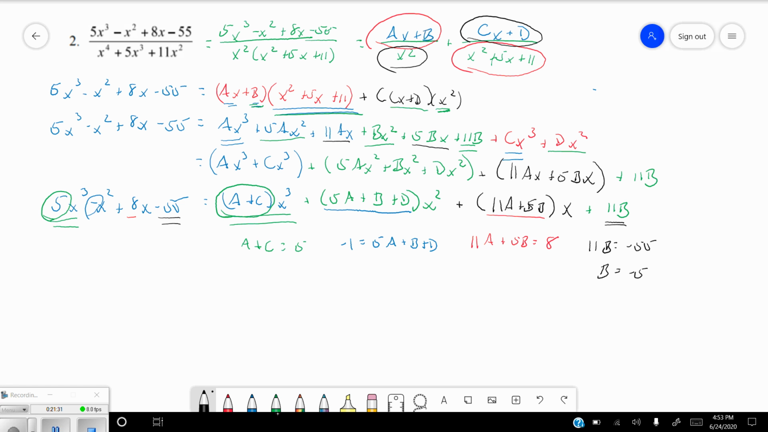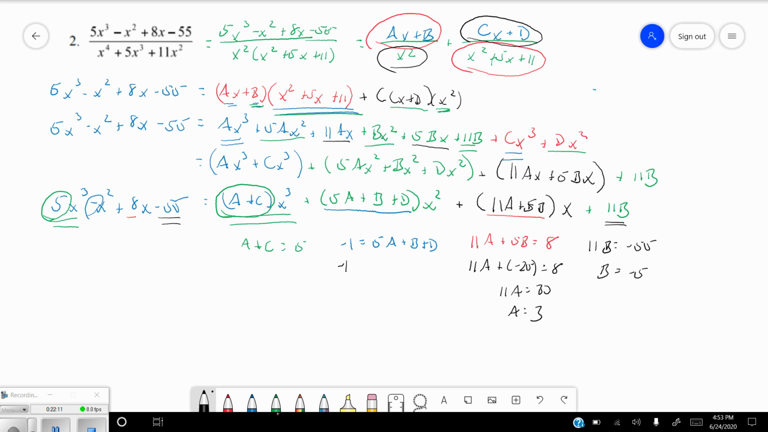That means I can back solve the one that's right before this. So I know that I've got 11a plus, if I plug the -5 in for b, that's going to give me 5 times -5, so that's -25 equals 8. Which means that if I add 25 to both sides, I'm going to get 11a equals 33. So I now know that a, oops, doesn't equal 11. It equals 3 because I have to divide by 11. Let me erase that real quick. So a equals 3.